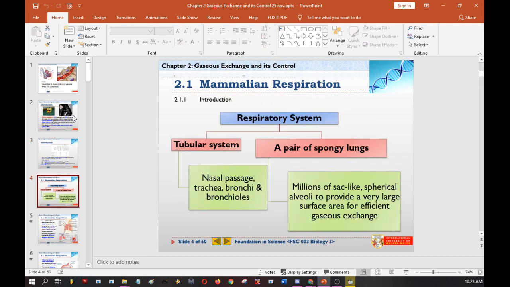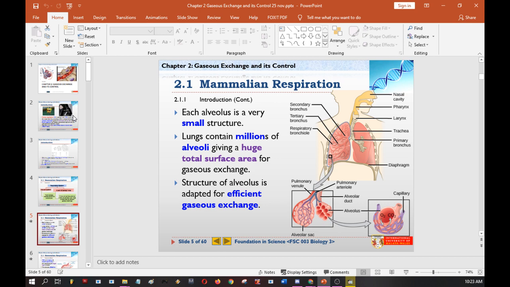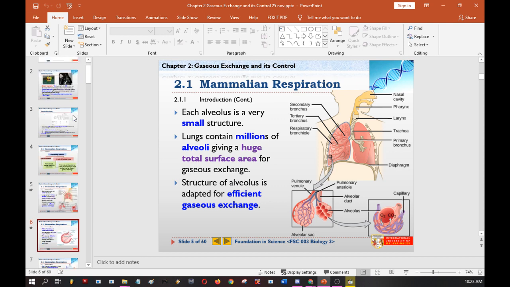For mammalian respiration, you have a tubular system and a pair of spongy lungs. The spongy lungs are made of what we call the alveolus. The plural is alveoli. They give a huge surface area for gas exchange, and these small structures are very well adapted to efficient gas exchange.